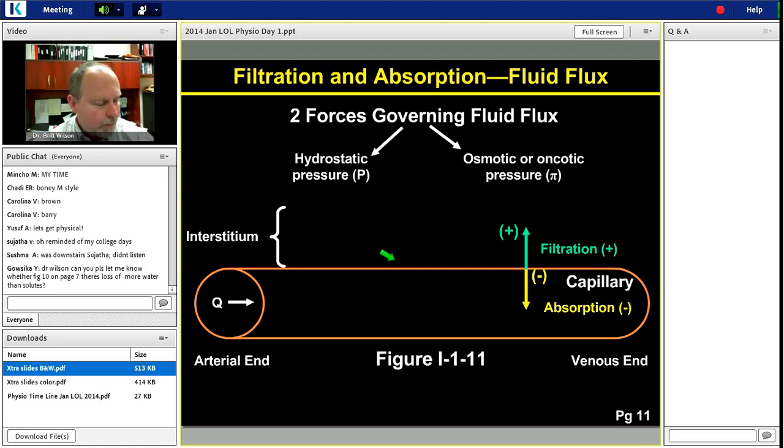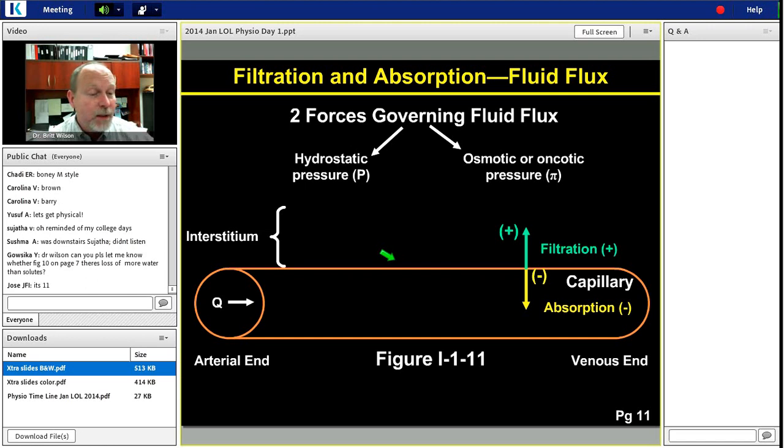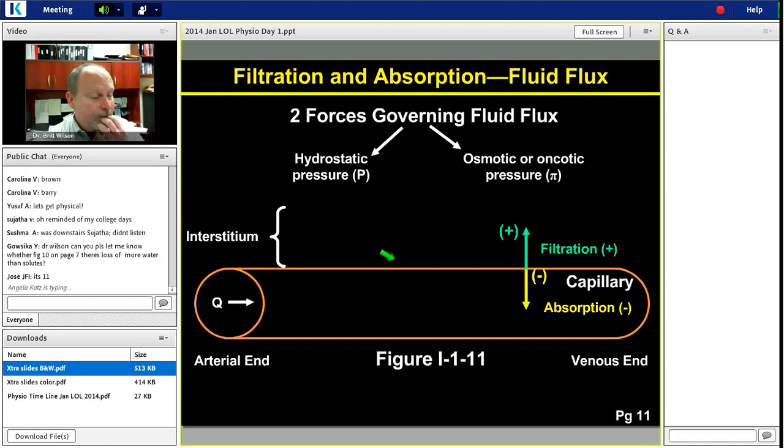Page 10, page 7. Yeah, let me back up. There's more solute loss than water. Gawiska. Okay? More solute loss than water.